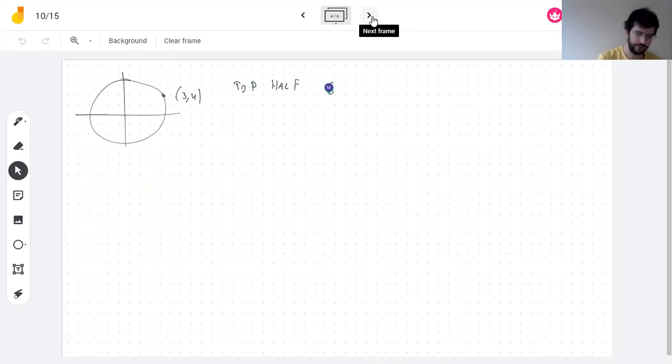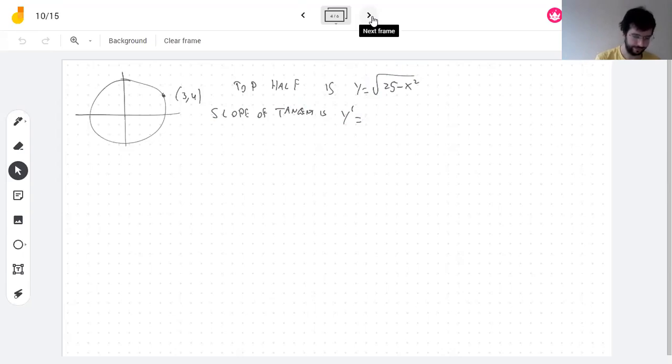The top half is the function that I just found by solving. So the slope of the tangent is the derivative of y. So this is yet one more opportunity to practice the chain rule.